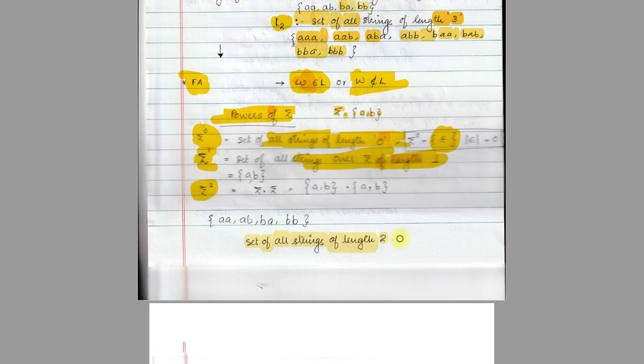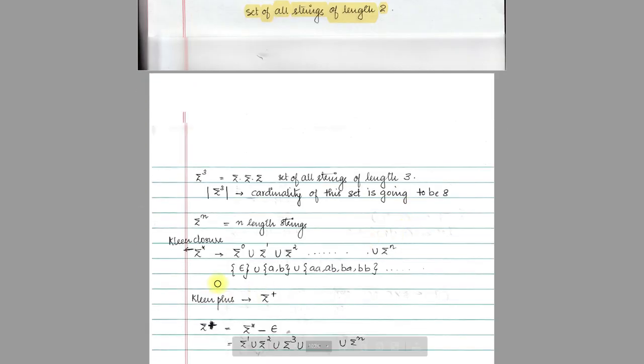the set of all strings of length 2. So what if sigma raised to 3? It will obviously be the set of all strings of length 3. Sigma raised to 4 means the set of all strings of length 4. Suppose it is sigma raised to n, it will be the set of all strings of length n.